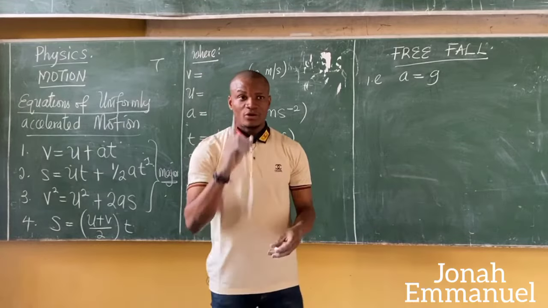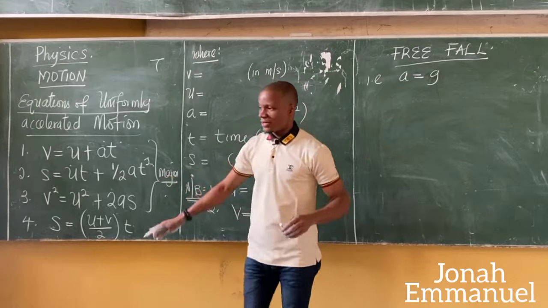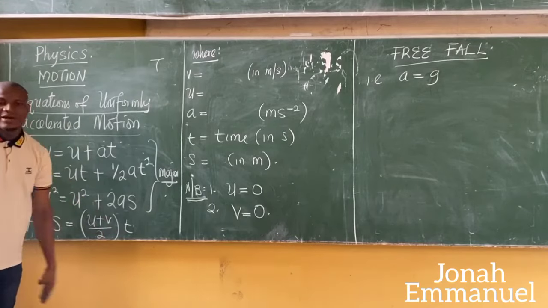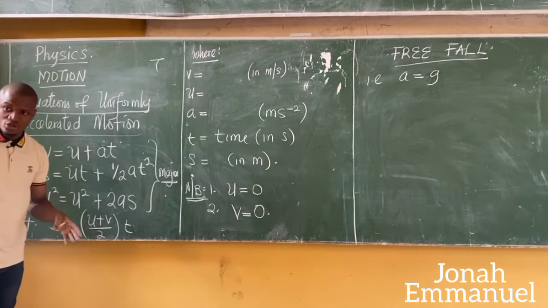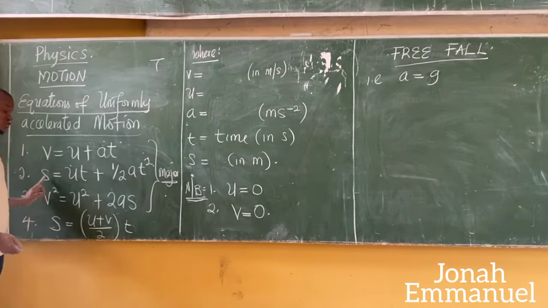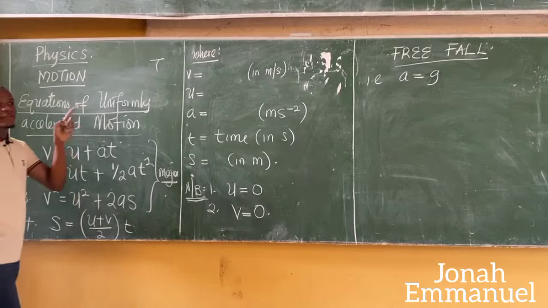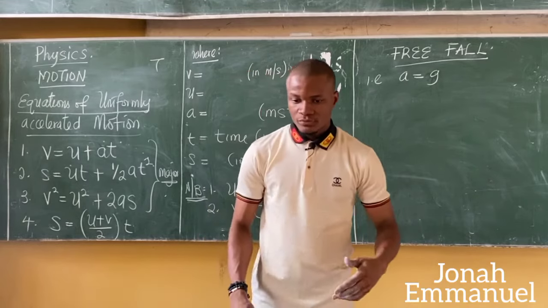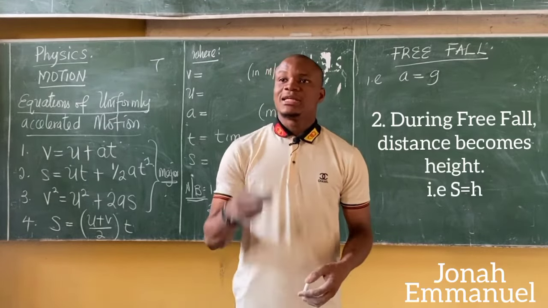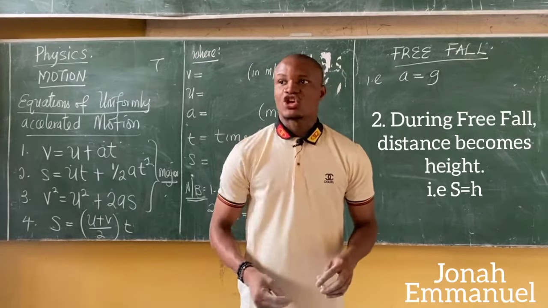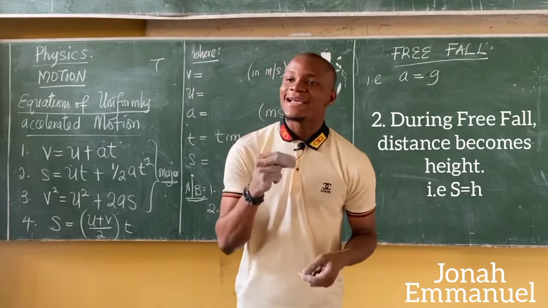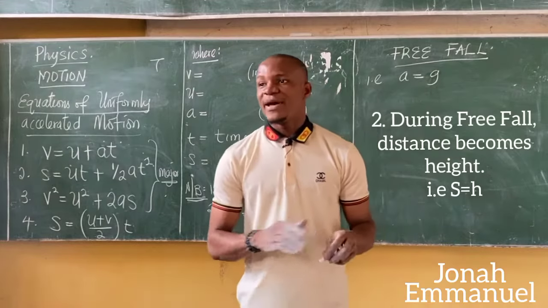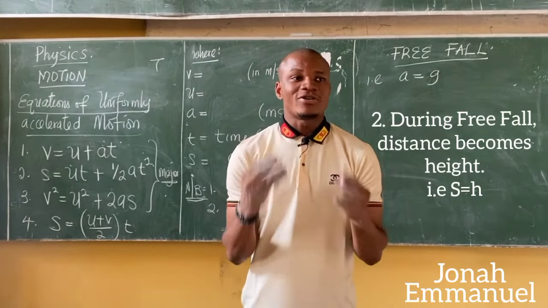Number two. For ordinary motion, I illustrated moving from here to here, a horizontal motion, so I had s to represent distance. For a free fall, what you have is a vertical motion. Also, during a free fall, the distance covered by a body is considered to be height, h.